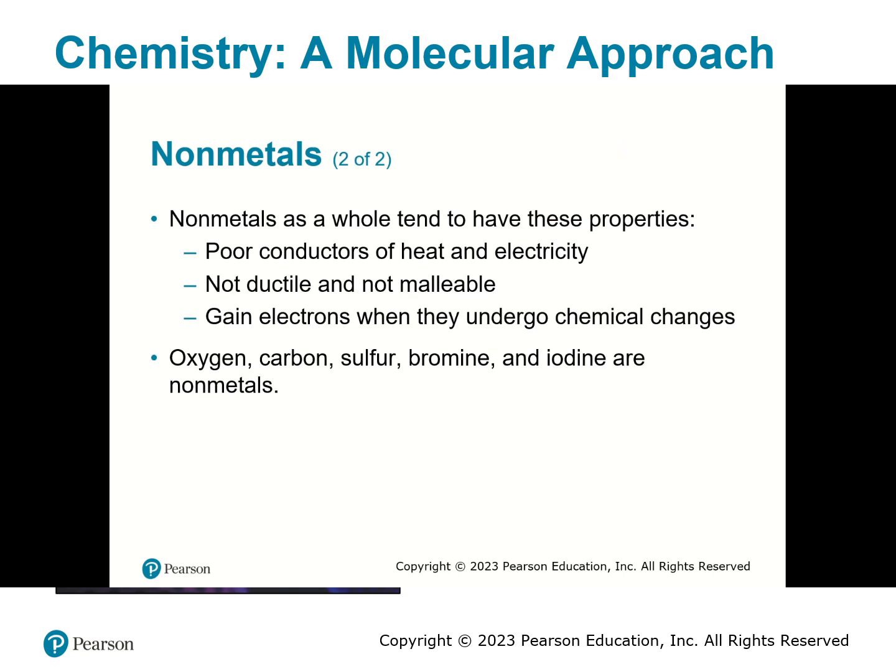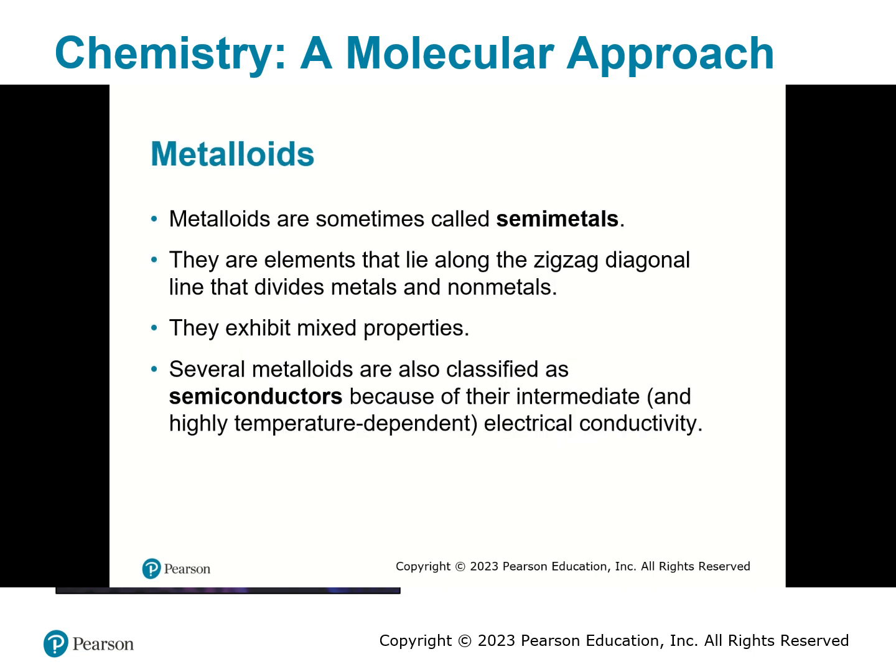So as a whole, non-metals tend to have these properties: poor conductors of heat and electricity, not ductile, and not malleable. They gain electrons when they undergo chemical change. And if you go to group 17, group 16, group 15, they tend to gain 1, 2, and 3 electrons. Okay.